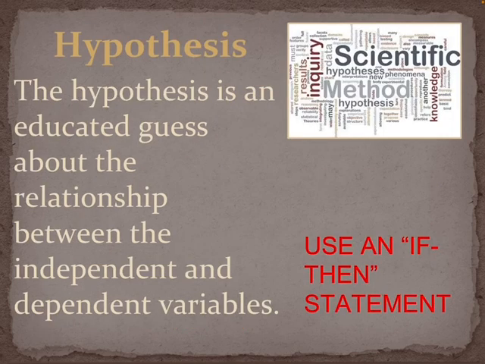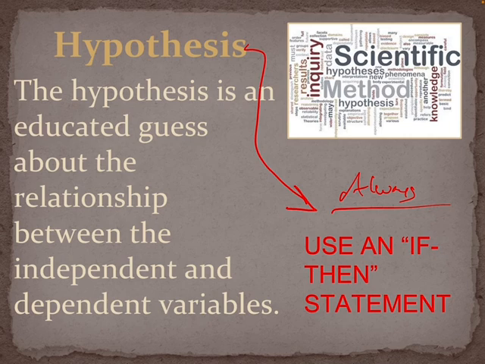Now, a hypothesis, again, it's an educated guess about the relationship between the independent and dependent variables. We're going to learn what those two are in a second. When you create a hypothesis, I want you to always use an if-then statement. So we saw before, if soil temperature rises, then plant growth will increase. Before, when I mentioned my experiment about do plants grow better in red light, my hypothesis could be if plants are placed under red light, then they will grow more.